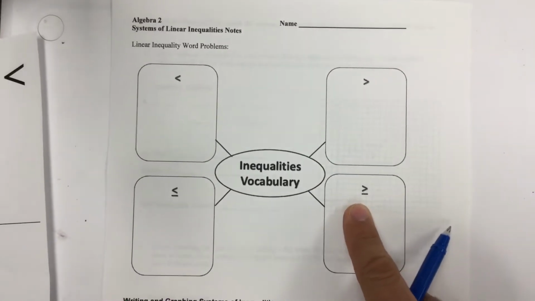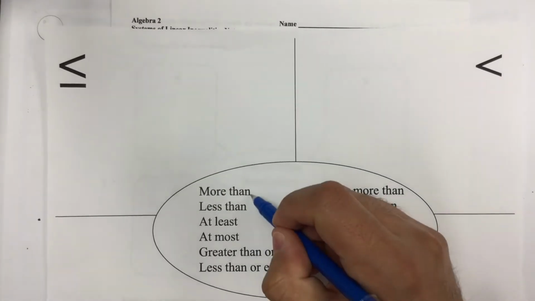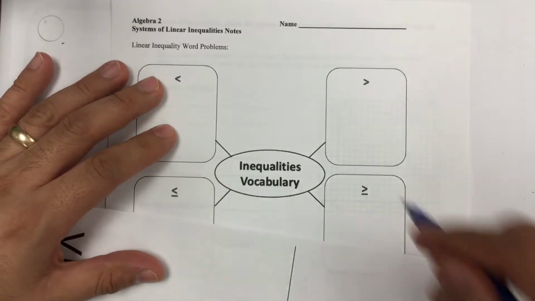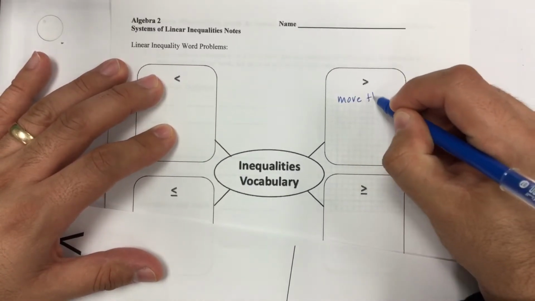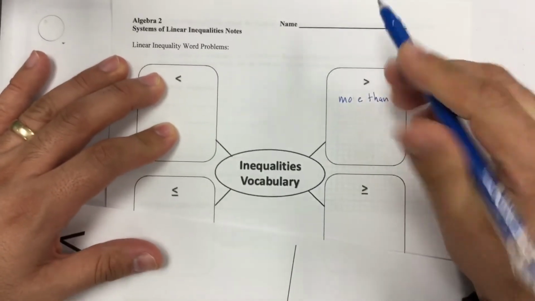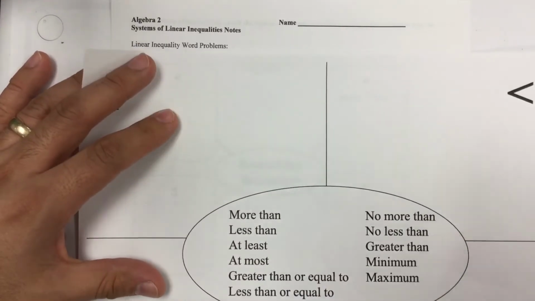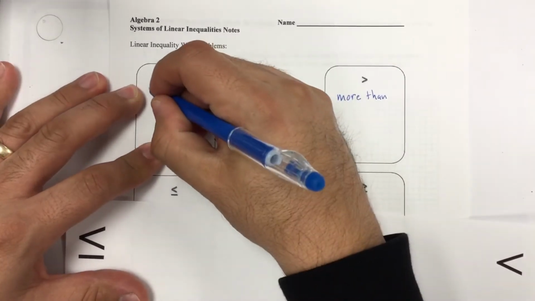All right, so I have a list of words here, and I'm going to be placing them down. So let's start with this word, more than. So more than is going to be greater than. That looks like move, but it's actually more. All right, so we've done that one. Less than, that's pretty obvious. Less than.